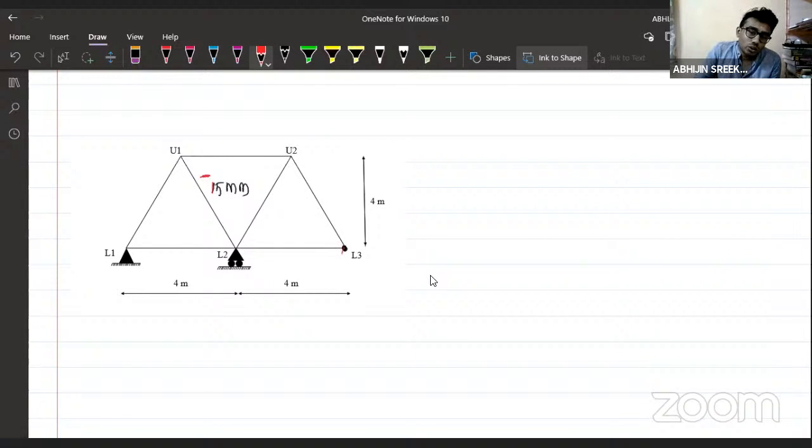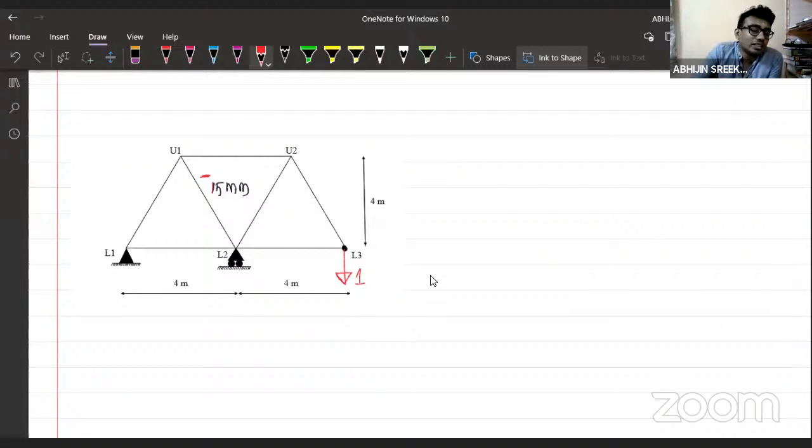And what we have to do here, we have understood this. If there is a vertical displacement at this joint L3, that vertical displacement will be due to this fabrication error. I'm going to apply one unit load at this point L3 to find the vertical displacement at the point L3 due to this fabrication error.